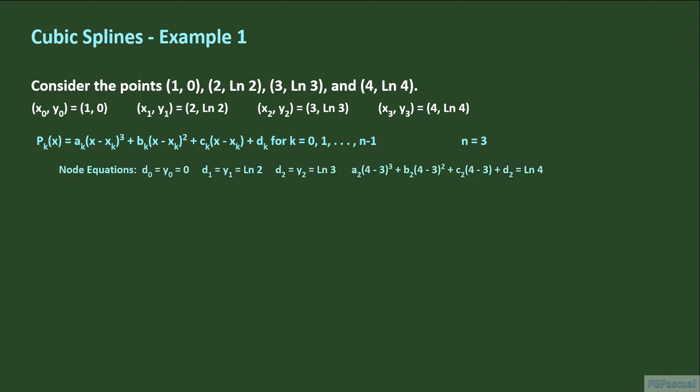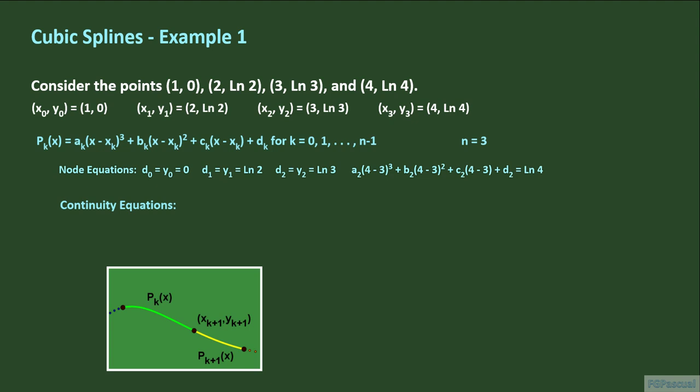The next group of equations that we look for is what we refer to as the continuity equations. This just means that consecutive polynomial segments meet at shared nodes. For example, the polynomial segments p sub k and p sub k plus 1 share the common node at x sub k plus 1. Continuity dictates that p sub k of x sub k plus 1 equals p sub k plus 1 of x sub k plus 1.